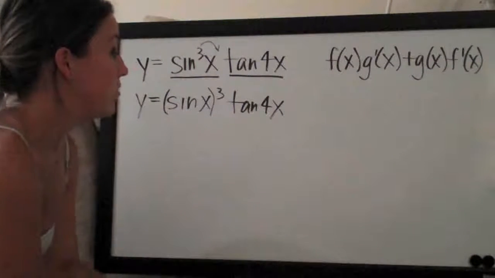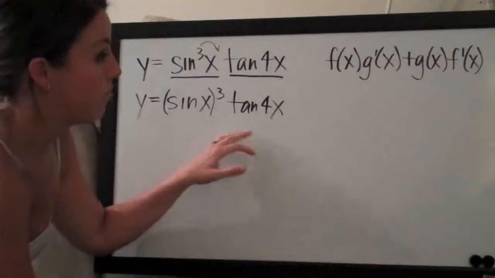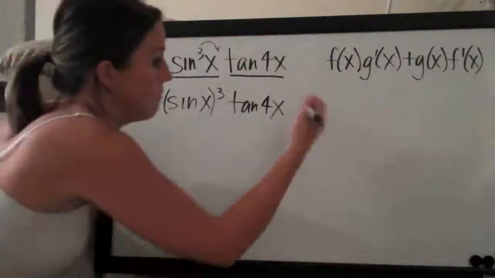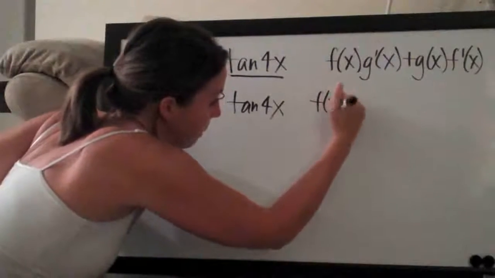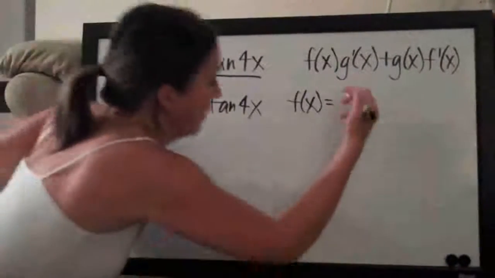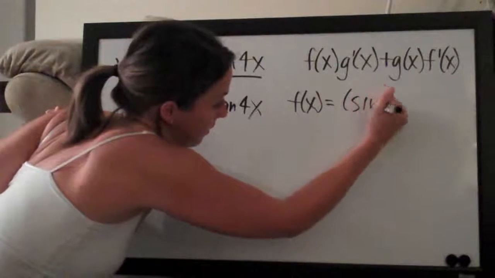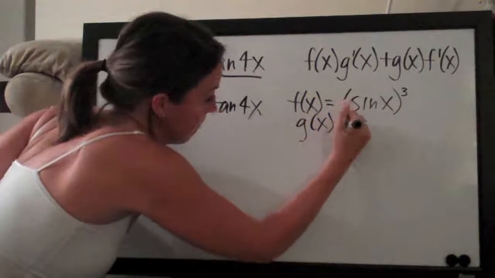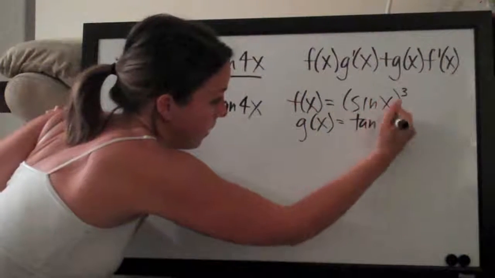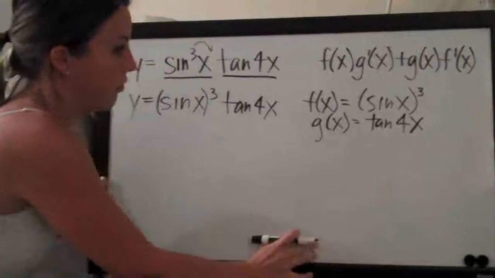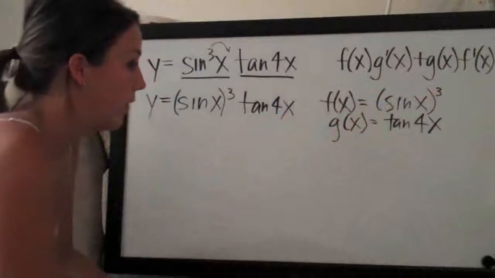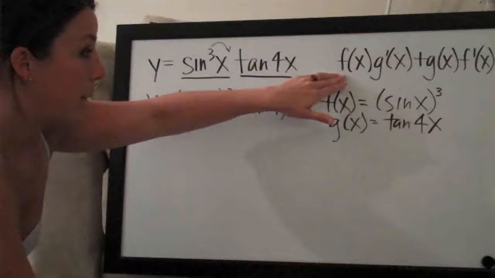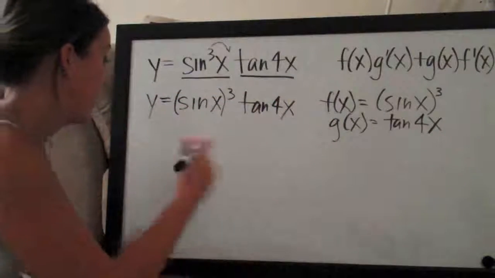The next thing we need to do for the purpose of product rule is assign f of x and g of x to terms in our problem. It doesn't matter which one. I'm going to call f of x sine of x cubed, and we'll call g of x tangent of 4x. This will allow us to keep things straight as we write out what we need here for product rule. So this is the way that we apply product rule when we're taking the derivative.